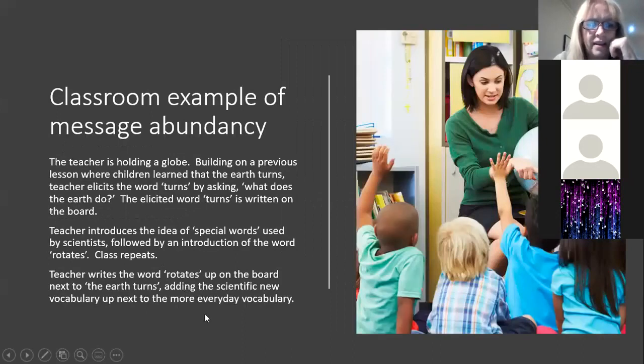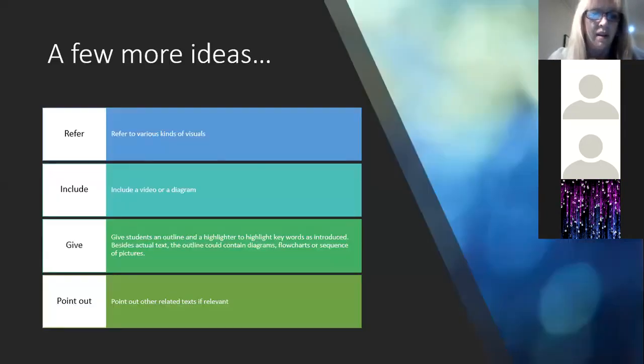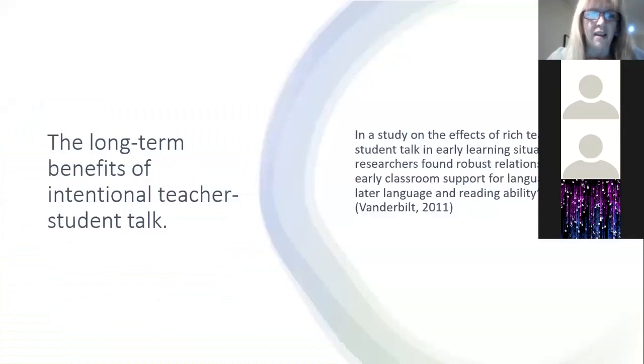Okay, so here's an example of message abundancy. She's holding a globe in her hand. The day before, she's taught them the words "the world turns." She's got that written up on the board, and then they've learnt the new word "rotates." She mentions that scientists need to use special language sometimes. Okay.